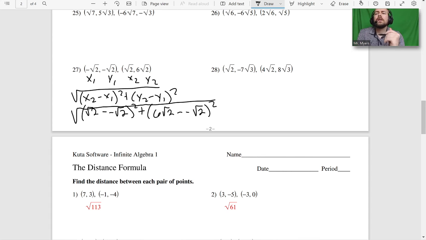Okay? So the square root of 2 minus a negative square root of 2. That's plus, so square root of 2 plus square root of 2 is 2 root 2. 6 root 2 minus a negative root 2, so that's 6 root 2 plus root 2, which is 7 root 2.